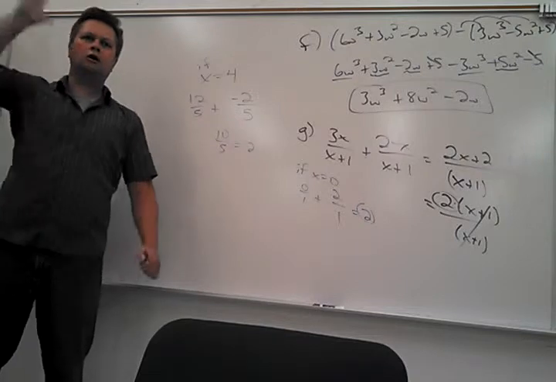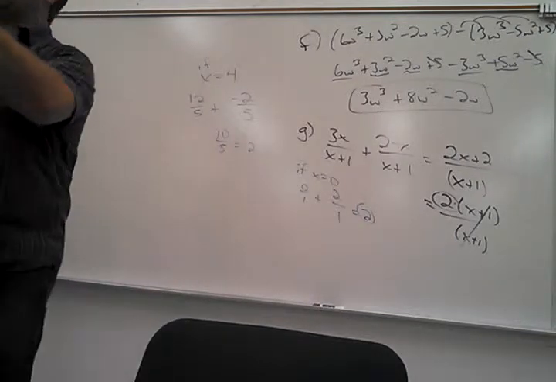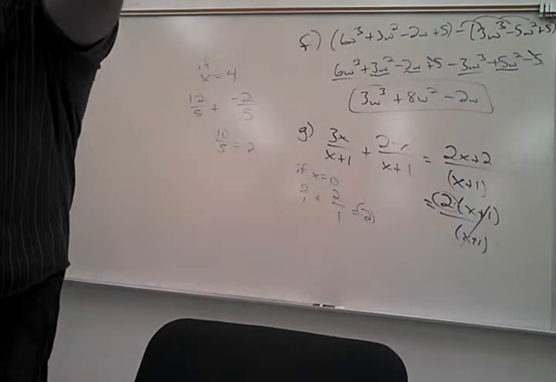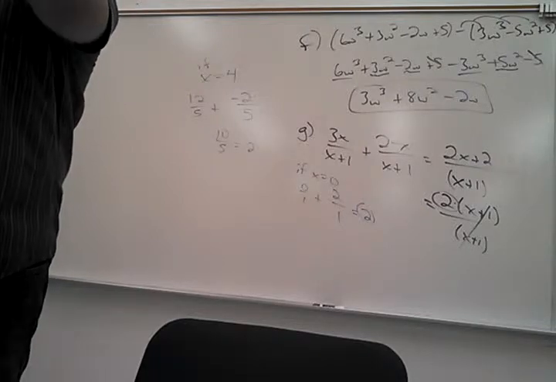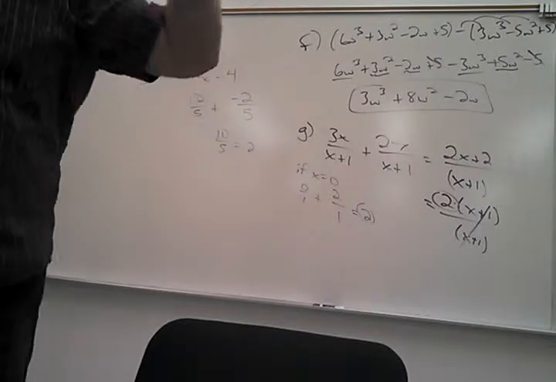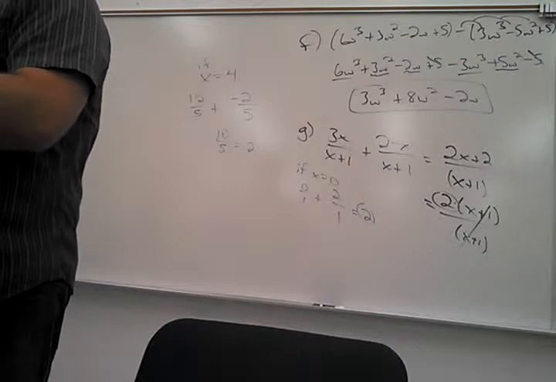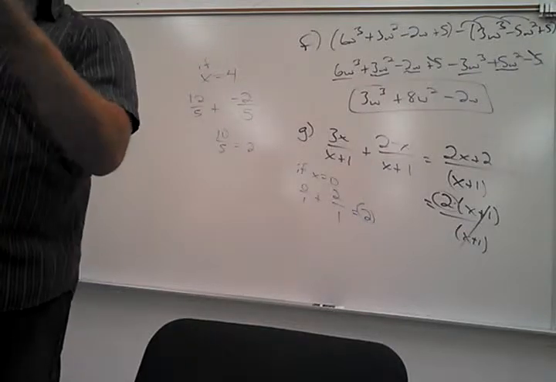So be really careful. Don't just say 0. When I ask you what makes this a problem, don't say 0. You're really thinking make the bottom 0. So the bottom is x plus 1. x can't be -1. That's what would make it 0. Cool, cool, cool.